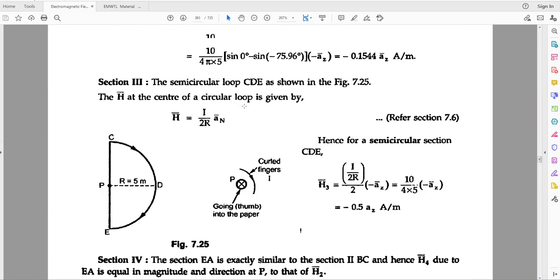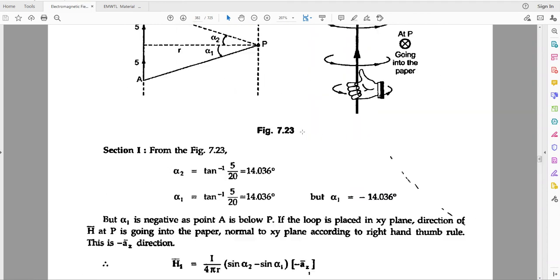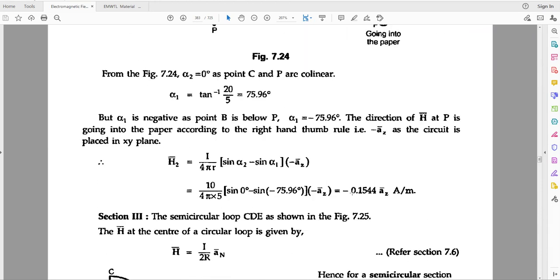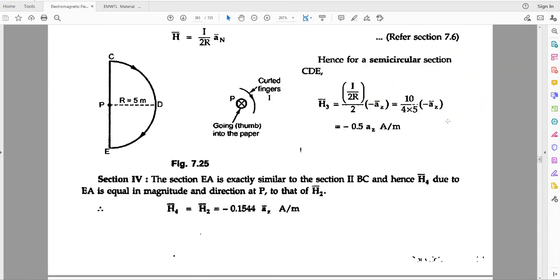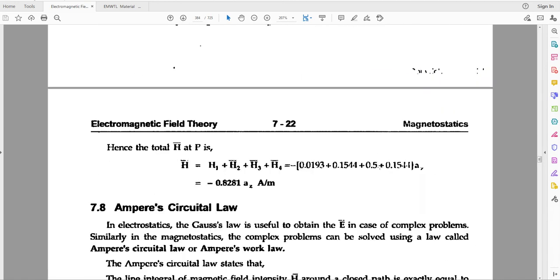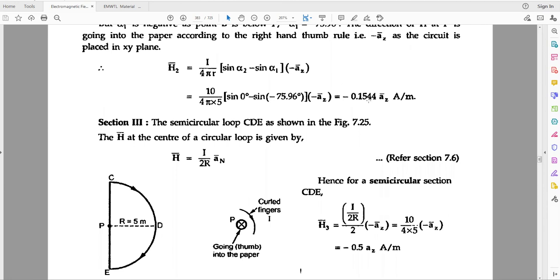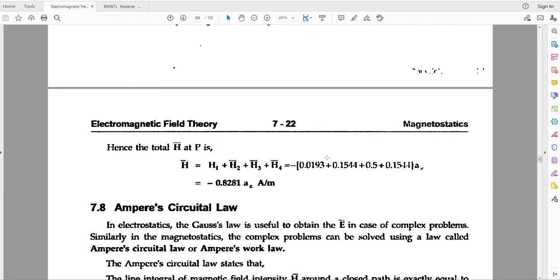So the first section we got minus 0.0193. The second section is minus 0.15. The fourth section is also the same, but the direction is different. And here the H3 we got minus 0.1544. So take all the terms, minus is common, 0.0193, 0.1544, and 0.1544, the both are the same, and 0.5. Total H bar for the given total section, H bar is equal to minus 0.8281 AZ bar. Got it, my students?